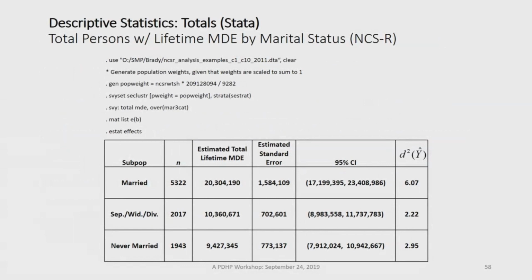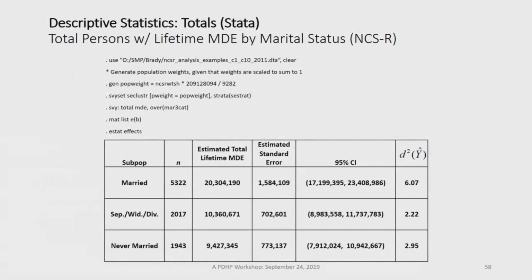And then finally, ESTAT effects, that lets you calculate what are called design effects. And that's the inflation in the variance of an estimate due to the complex sampling features. And I show those design effects in the last column there, that column labeled D squared of Y hat. That's the multiplicative effects on the variance of these estimates due to complex sampling. So what that's telling me is that for the married subpopulation, that estimate of 20 million people who have ever had major depressive episode, the variance of that estimate is being inflated by 6 times due to the aggregate effects of cluster sampling, weighting, and stratification.